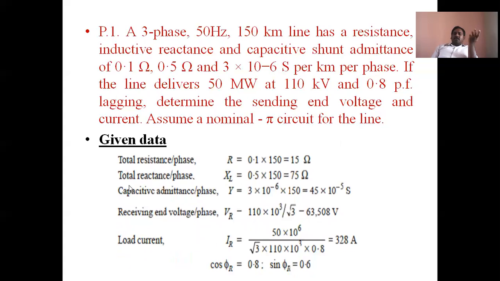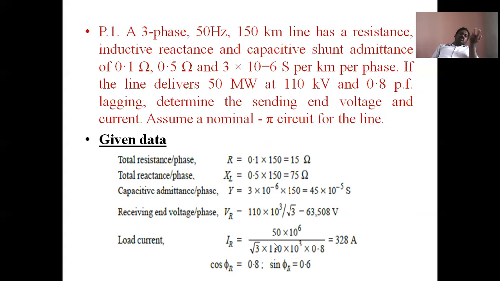So now this is the given data. Total resistance per phase is given. Here the 150 kilometer length is there. This is the per kilometer resistance, but the total length is 150. That's why 15 ohm. Total reactance per phase is 75 ohm. Capacitive admittance per phase is equal to 3 into 10 power minus 6 into 150. Receiving end voltage per phase: it is a three-phase system, so the line voltage is converted into per phase. V phase is equal to VL by root 3. That's why 110 into 10 cube by root 3, which is equal to 63,508 volts.